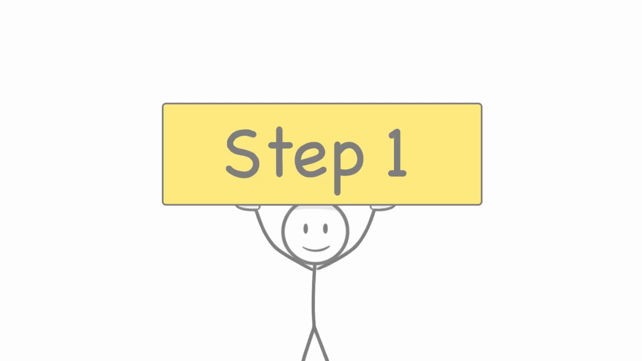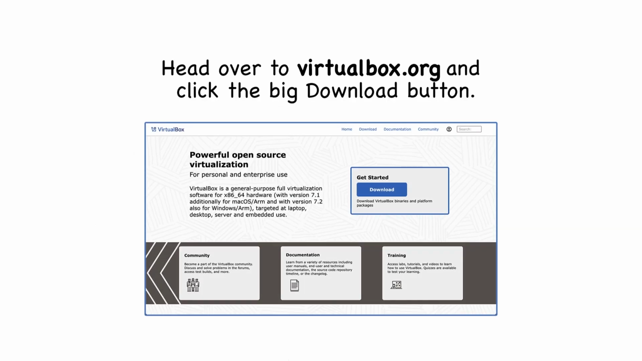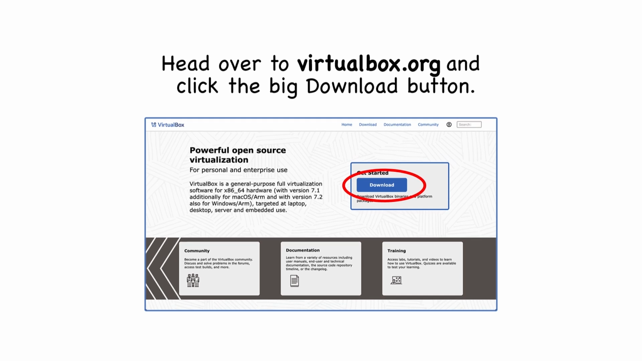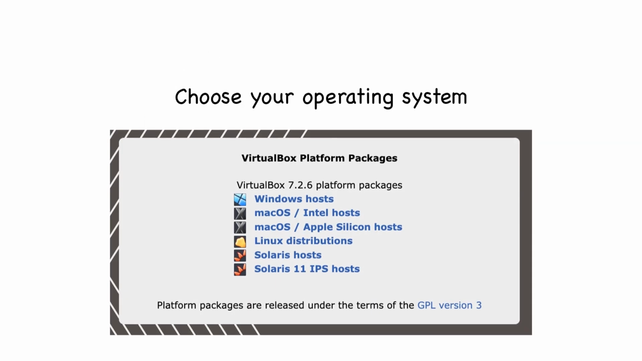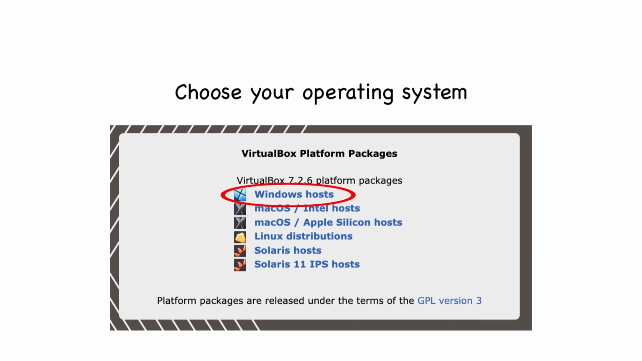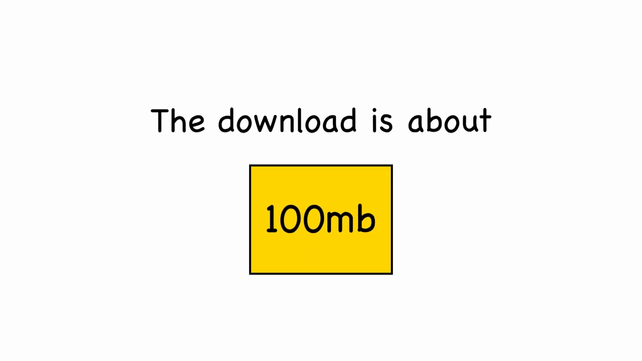Alright, step 1. Let's get VirtualBox installed. Head over to virtualbox.org and click the big download button. Choose your operating system. I'm on Windows, so I'll click Windows Hosts. The download is about 100 megabytes, so it'll just take a minute.